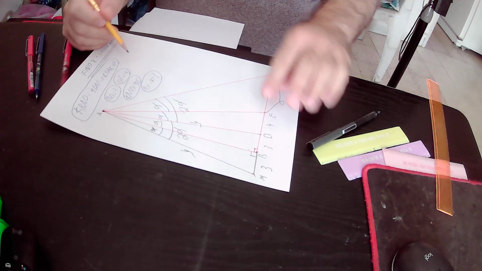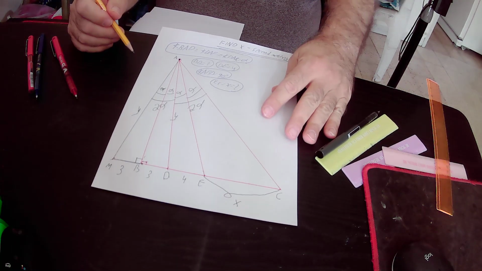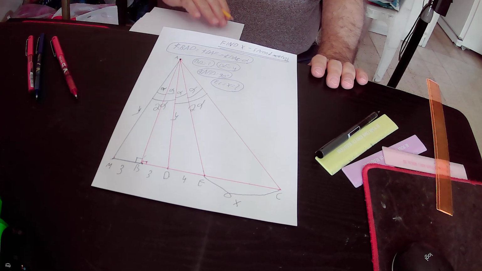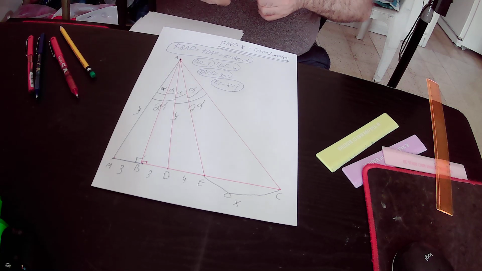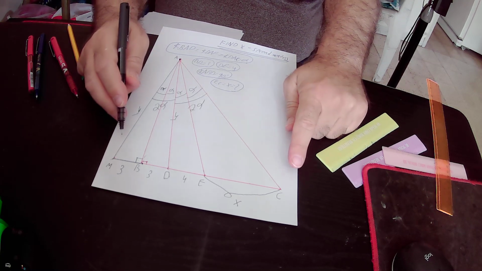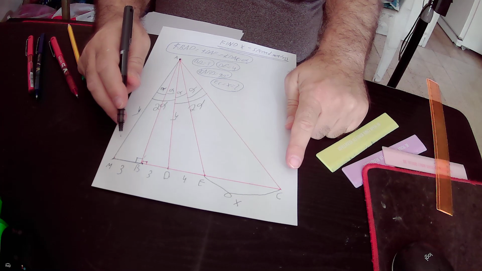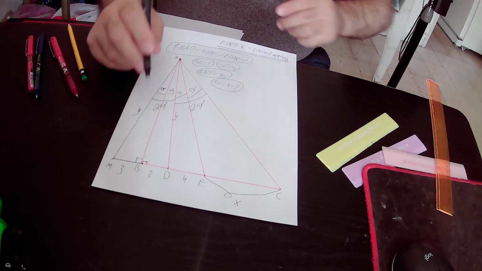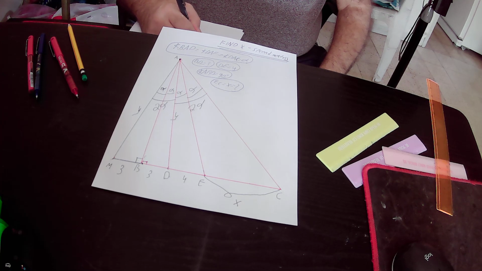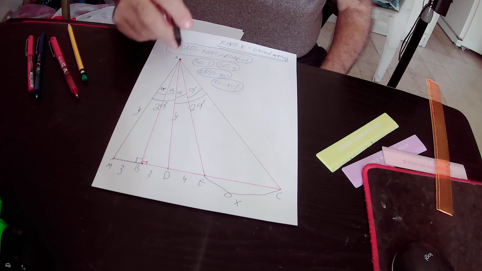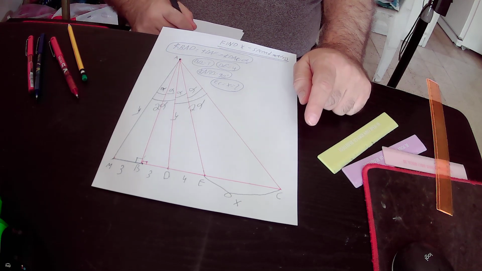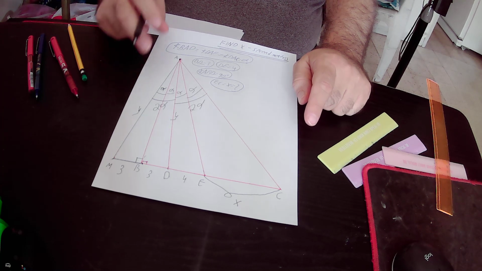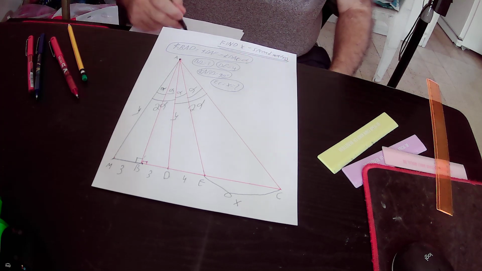Okay, so according to the angle bisector theorem, the angle bisector AD divides side MC in a ratio of MD over DC, and that ratio equals the ratio between the side lengths, which is AM over AC.